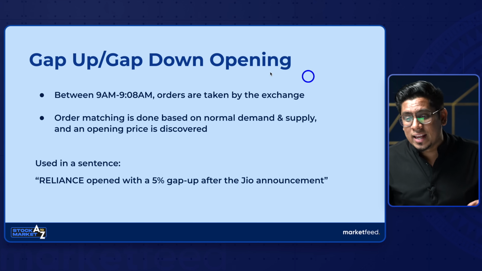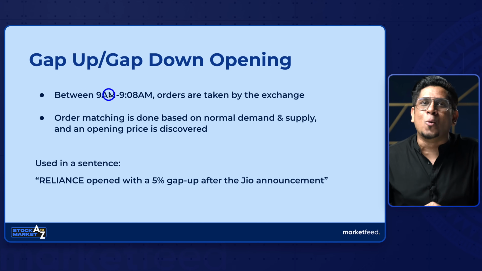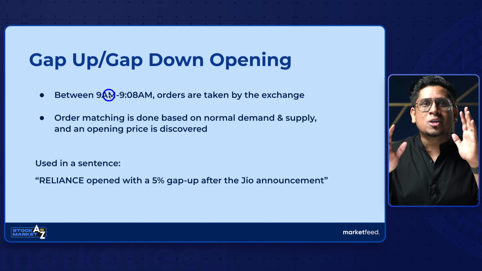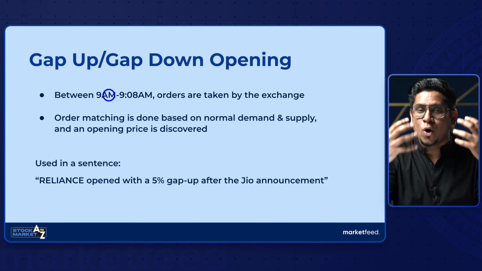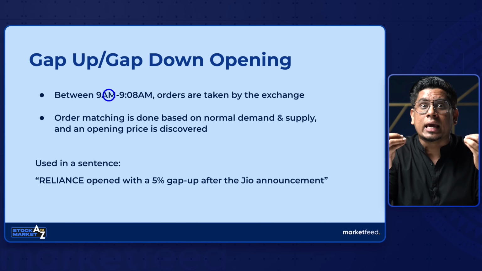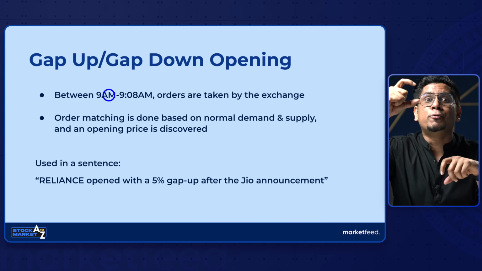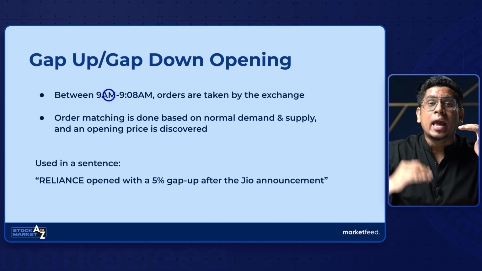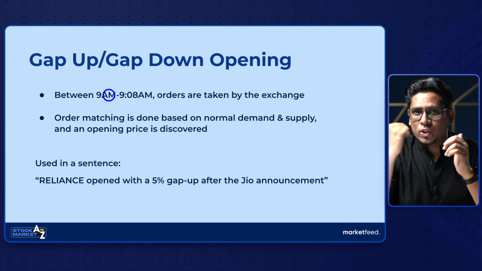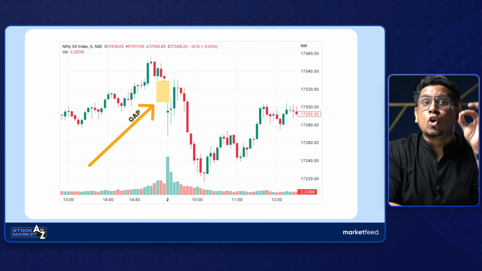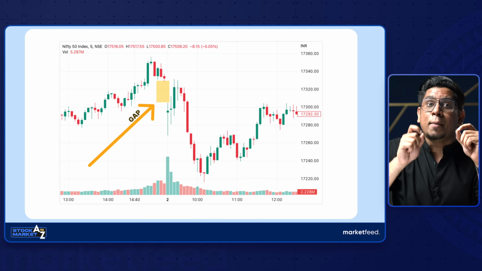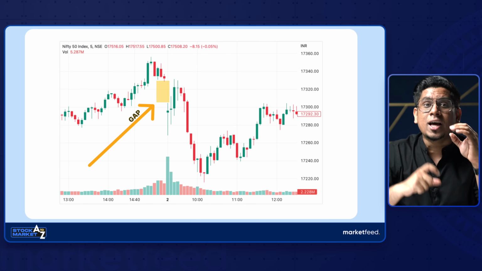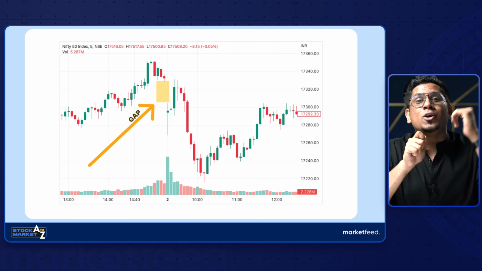The next terms we are learning are gap up and gap down openings. Very, very important, right? Because I have seen beginners coming into the market, they look at charts of maybe Nifty or stocks and they do not understand one thing, which is gaps being formed between closing on one day and opening on the next day. As you can see here on the chart, Nifty closed at one level on one day. The next day, it opened with a gap down. There is a gap between the closing of one day and the opening of the next day.